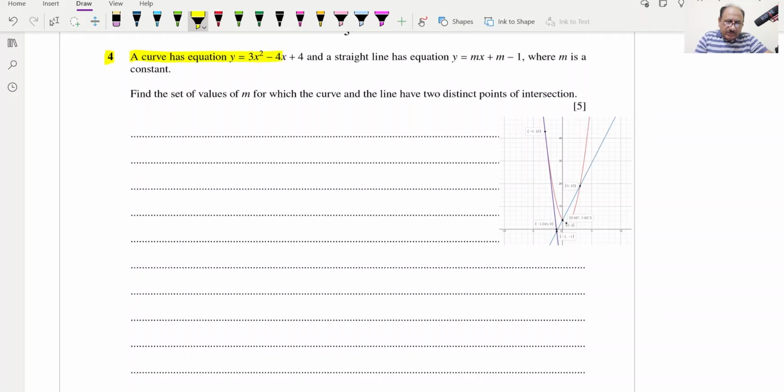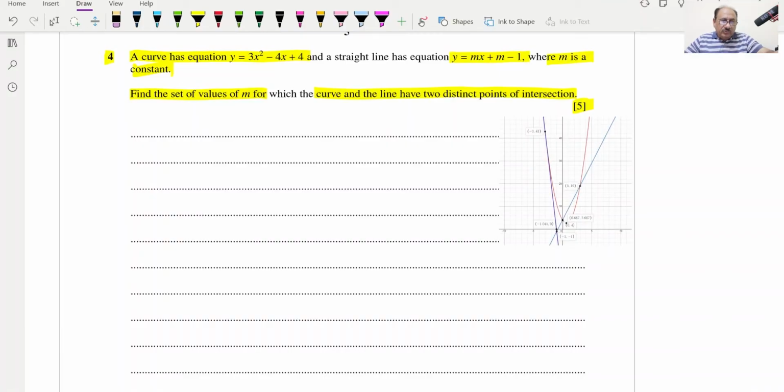A curve has equation y = 3x² − 4x + 4, and a straight line has equation y = mx + m − 1, where m is a constant. Find the set of values of m for which the curve and line have two distinct points of intersection. This is a 5 mark question, and this curve is not part of the question. I have inserted it for you, and I will explain in a while.